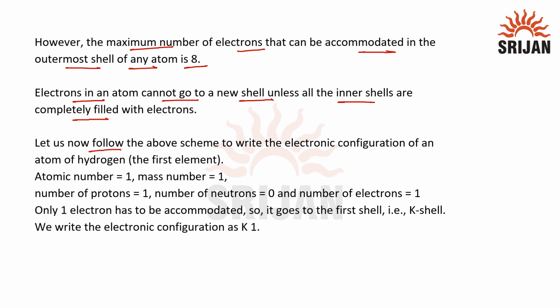Now let's follow the above scheme to write the electronic configuration of an atom of hydrogen, the first element. It has atomic number 1, mass number 1, number of protons 1, number of neutrons 0 and number of electrons 1. Only one electron has to be accommodated, so it will go in the first shell, that is K shell, and hence the electronic configuration will be K1.